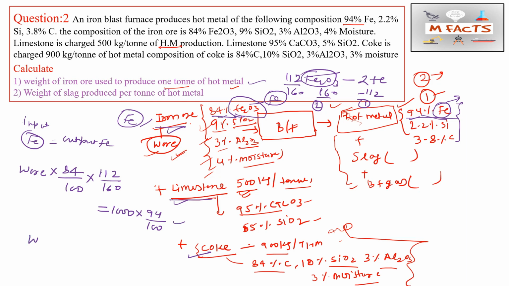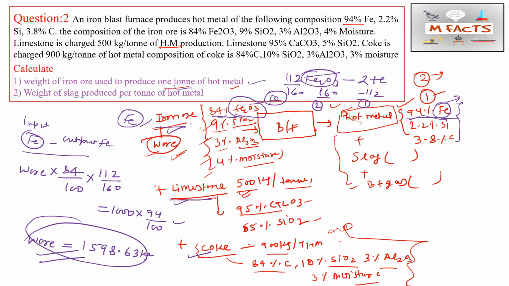So the weight of ore we can find from here, and this is 1598.63 kg. Okay, so this is the answer for this question, the weight of iron ore used to produce 1 ton of hot metal. We saw how to calculate the weight of ore by balancing the iron. The next part is the weight of slag produced per ton of hot metal. So we will see how to calculate it.